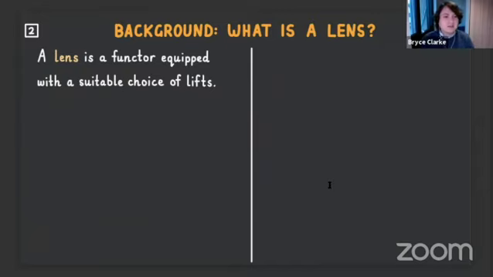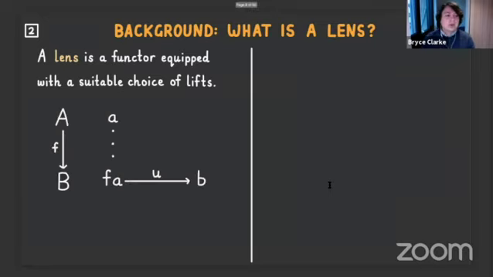Now, a lens is informally a functor, equipped with some extra structure, which is this suitable choice of lifts. Now, what do we mean by this? Well, if we have, say, a functor from A to B, and we have some object in A and some morphism u as depicted, a choice of lift is going to be a morphism in A, like so, which lies above the morphism u with respect to the functor.